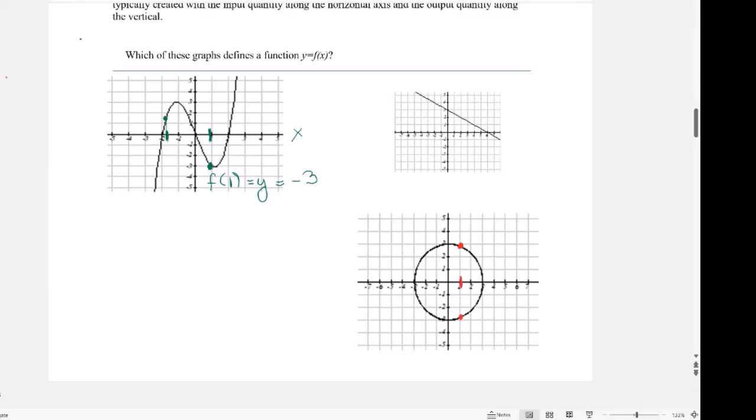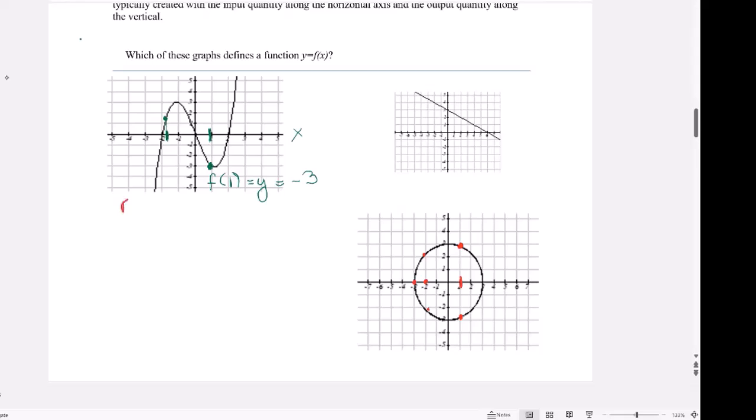That's because for this input, there's two separate outputs. And there's two separate outputs everywhere. No matter what value I pick, there's going to be two values, except for one place, which is right here. Because here, there's 1 point, and it's y equals 0. But this is still not a function.